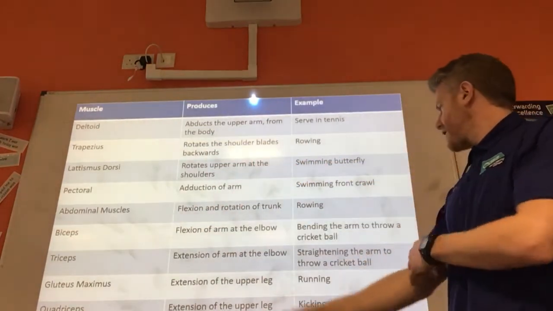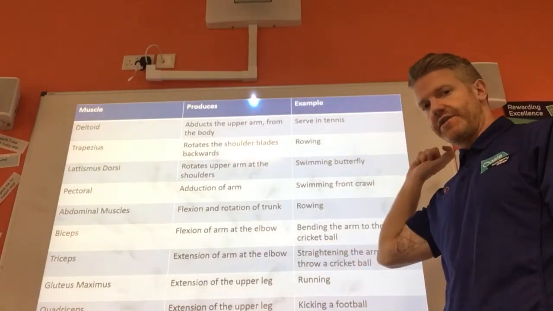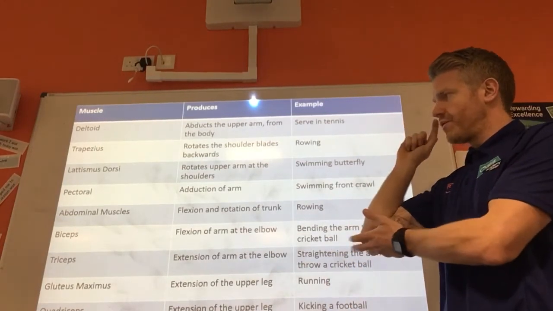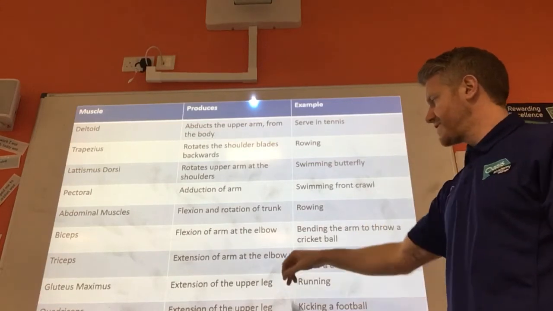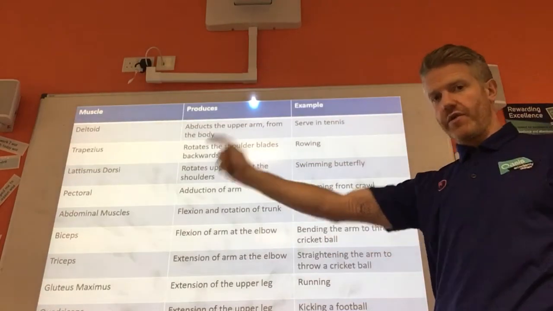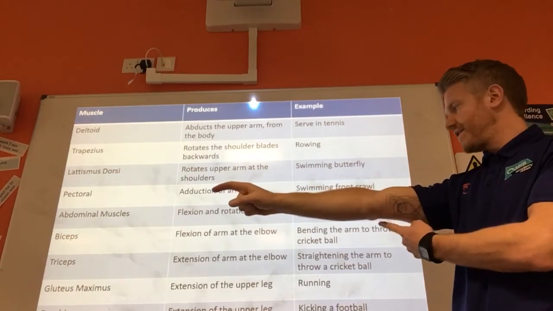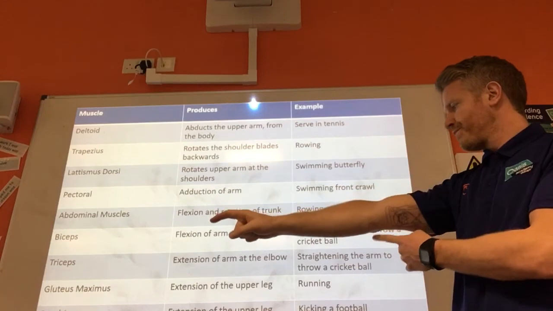Biceps, bending the arm to throw a cricket ball, so like this. Okay, we are showing flexion of the arm at the elbow. Okay, triceps, when we're straightening to throw that ball, a cricket ball, we're extending the arm at the elbow.